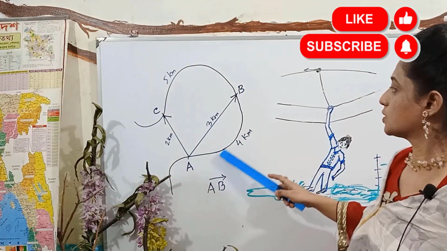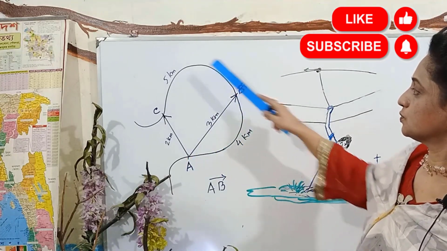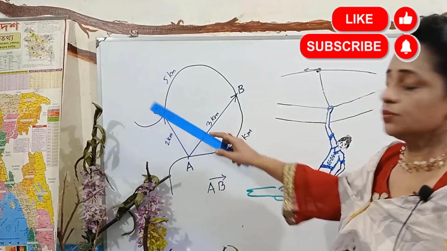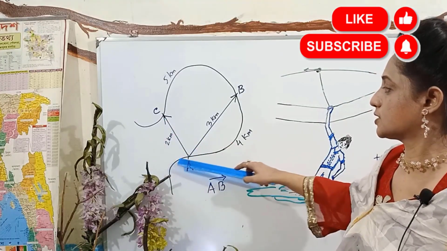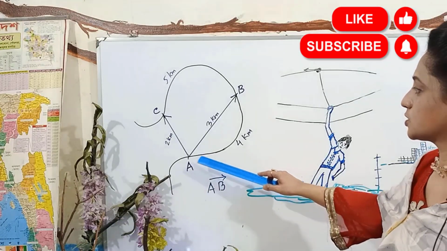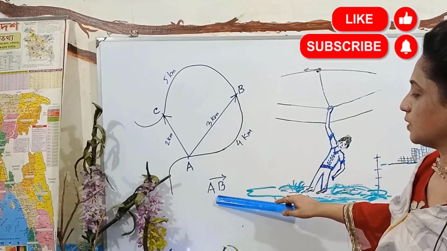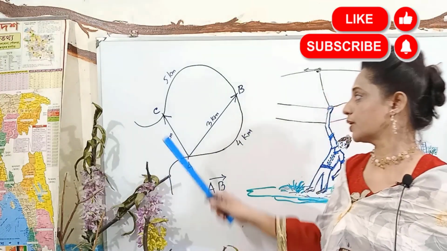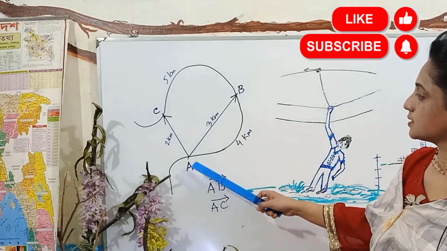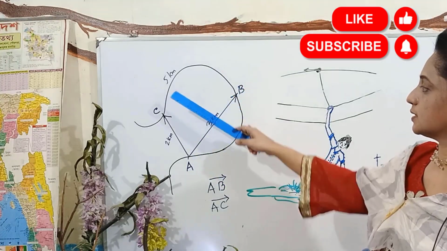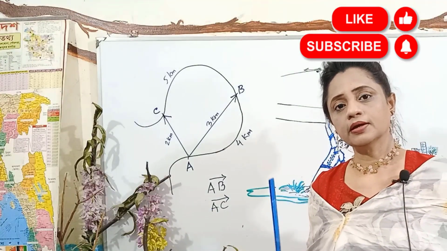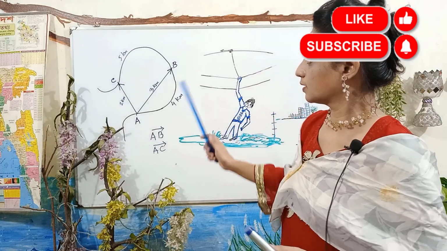So here the total distance from point A to B to C is 9 km, but the displacement is from point A to C, that is the straight line from point A to C, and the direction is from point A to C. So we can say that here the distance from point A to B to C is 9 km, and displacement is only 2 km. Here the basic difference is this.